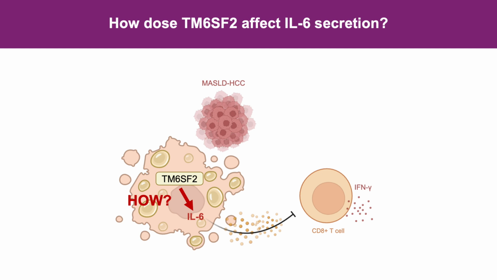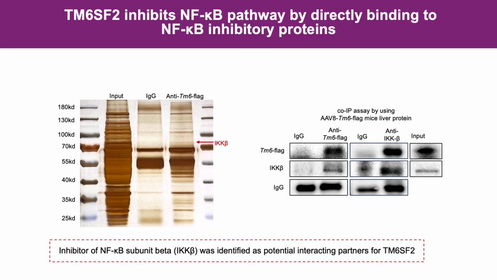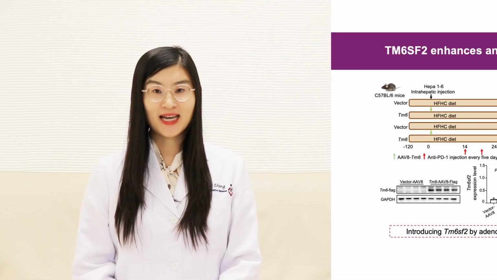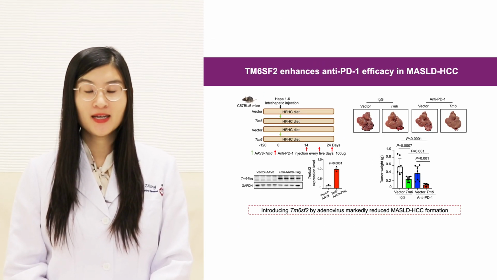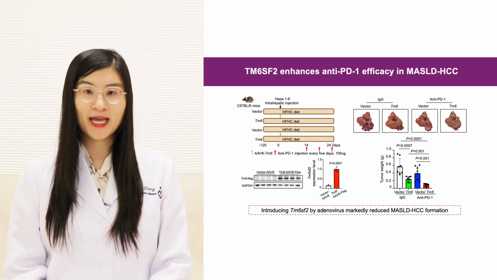This raised a critical question: how does TM6SF2 regulate interleukin-6 secretion in MASLD-HCC? Next, we performed a pull-down assay and mass spectrometry, identifying IKK beta as a potential binding partner for TM6SF2. The interaction between TM6SF2 and IKK beta was validated by a co-IP assay. Last but not least, introducing TM6SF2 via adenovirus improved anti-PD-1 therapy efficacy.